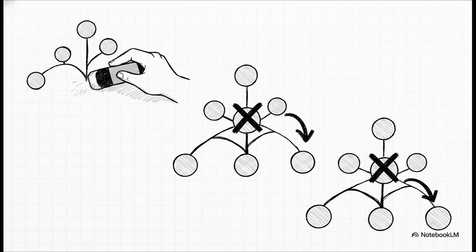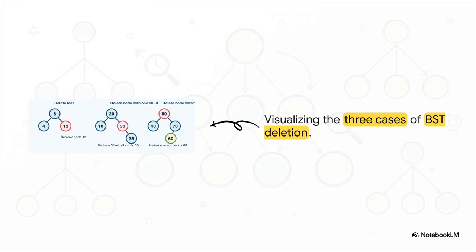Case 3 is the tricky one, deleting a node with 2 children. You can't just delete it or you'll leave a bunch of orphaned branches. Instead, you replace it with its in-order successor, which is just a fancy way of saying the very next largest value in the tree. Let's see how these 3 cases play out.